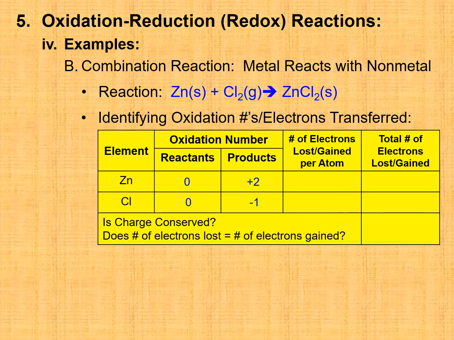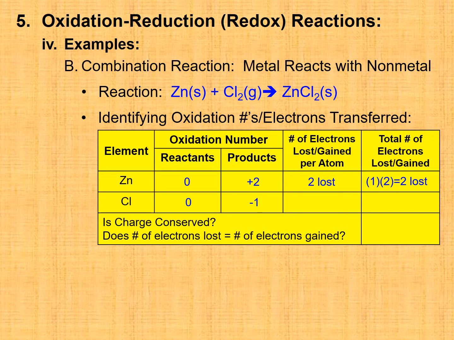Starting with zinc, each zinc atom on the reactant side of the equation has an oxidation state of 0, yet each zinc ion on the product side has an oxidation state of +2, then that means that each zinc atom must lose 2 electrons in forming the zinc ion. Since there is only one zinc atom involved in the reaction, this implies that 2 electrons in total were lost by zinc during this process.